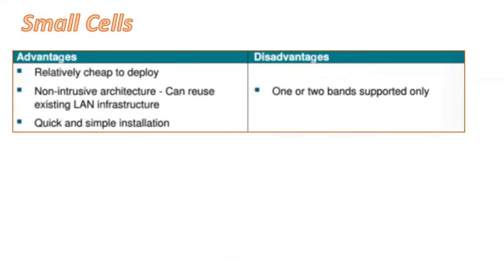So advantages are that they are relatively cheap to deploy, and they are quick and simple installations. The disadvantage is that only 1 or 2 bands can be supported. Initially, on some radios only 1 band can be supported, or a dual band small cell is available. On some small cells we can support 3 bands as well, right?